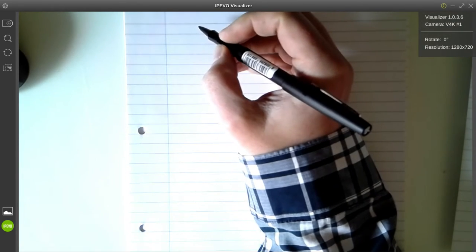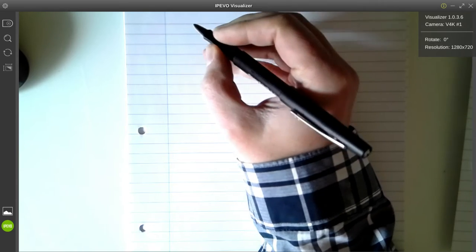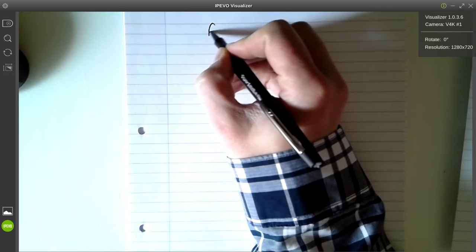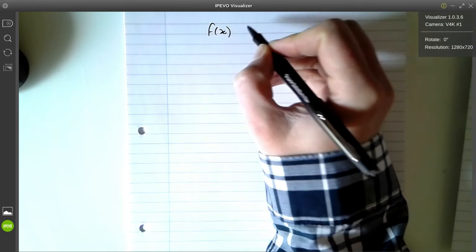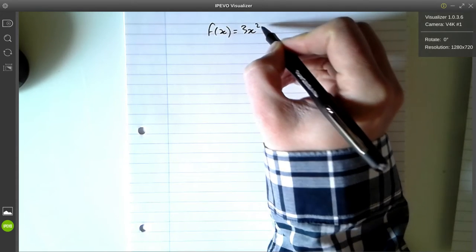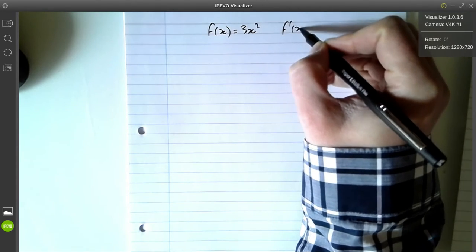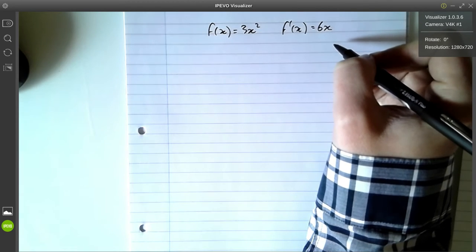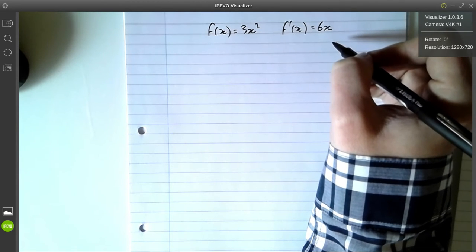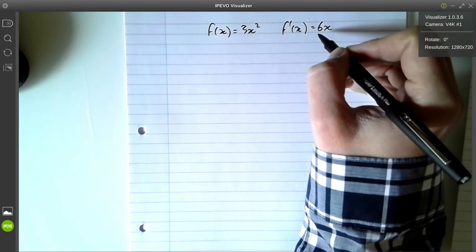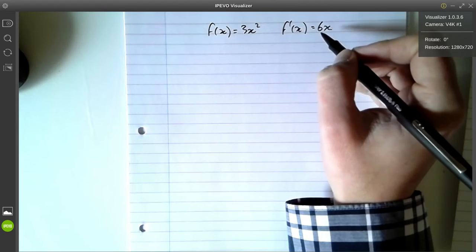Okay, so I'm going to try something here. I'm going to try a few different derivatives by first principles. So let's think of some. Let's say f of x was, say, 3x squared. We know that f dashed of x would end up as 6x. So that's something we can try. You can make them up yourself. You know what the answer is going to be, so just try it and see what it comes out to be.